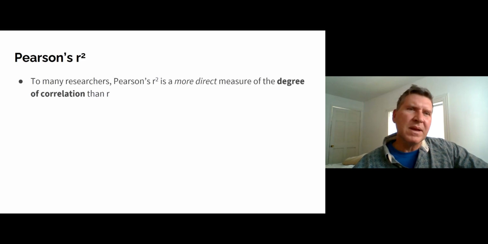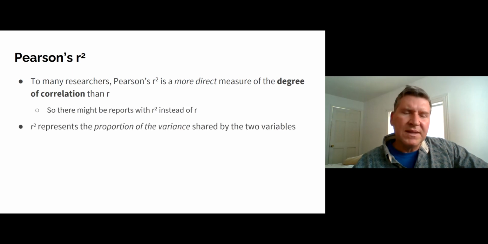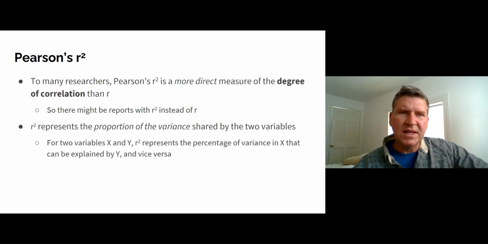So let's talk a little bit about R squared. Sometimes you see R squared mentioned instead of R because it's a more direct measure of the degree of correlation than R. What R squared means is it's the proportion of the variance shared by the two variables. So this can tell us, for example, if we have two variables, x and y, R squared represents the percentage of variance in x that can be explained by y and vice versa.